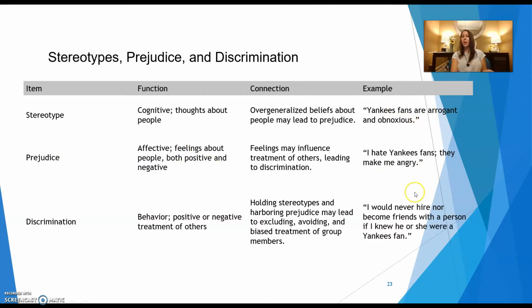Not only do I think they're arrogant and obnoxious, I hate them and they make me angry. And discrimination is acting upon it. I would never hire or be friends with or whatever else anybody if they belonged to that group.